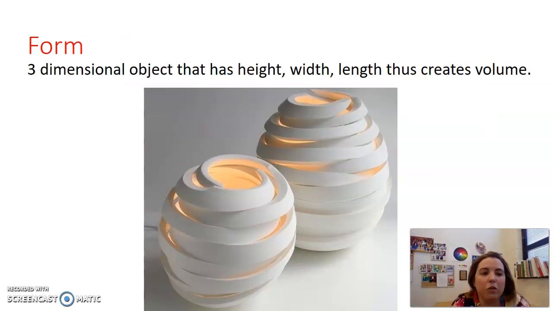Then we go to form. Form is a 3-dimensional object that has height, width, length, thus creates volume. Form is usually a sculpture or an object. So these are candle votives that you can actually hold in your hand.